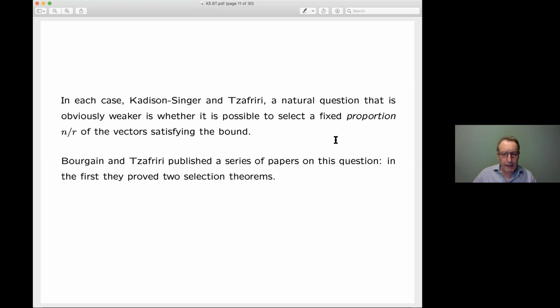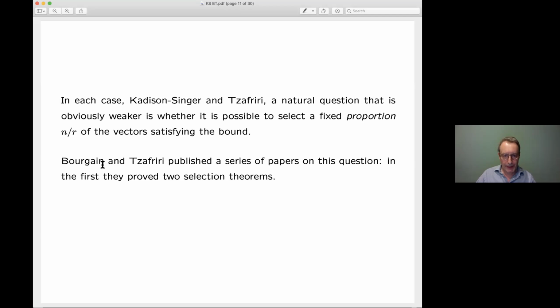Okay, now I'm going to move towards what Bourgain and Tzafriri actually did. In each case, both the Kadison-Singer problem and the question raised by Tzafriri, a natural question, which is obviously weaker, is whether you can select a fixed proportion of the vectors which satisfy the bound. So instead of partitioning into r subsets which satisfy this bound, can you at least select a proportion, which of course you could certainly do if you could partition. If you partition into r things, then obviously at least one of those would have size n over r. So this is a weaker statement.